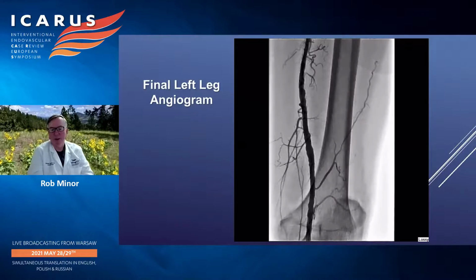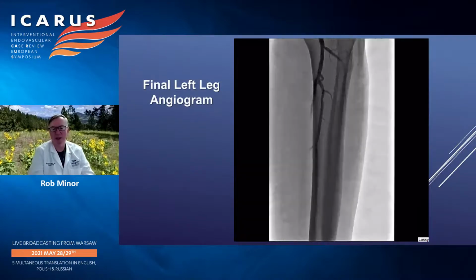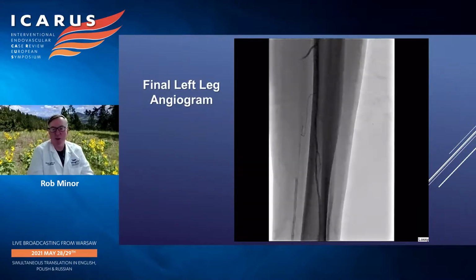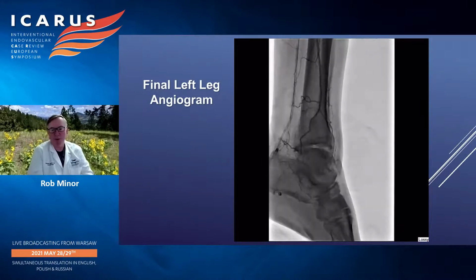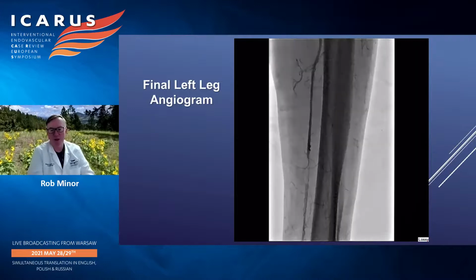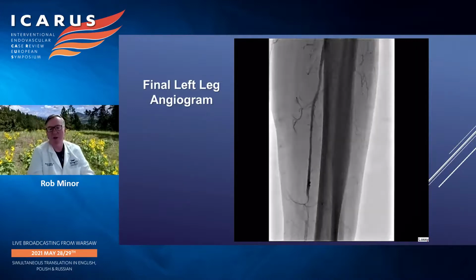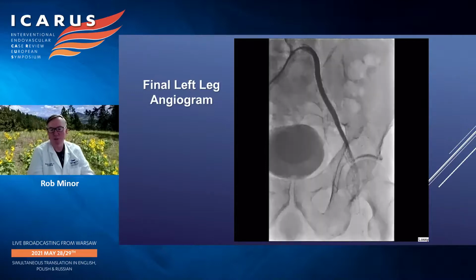On this image, you will see collaterals filling in to the earlier segment of the posterior tibial artery, which was only temporarily obstructed by the five-French sheath. The sheath was removed immediately at the end of the procedure, and a transradial band was used to seal the region of the puncture site.